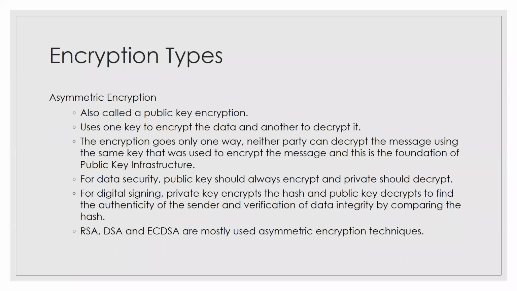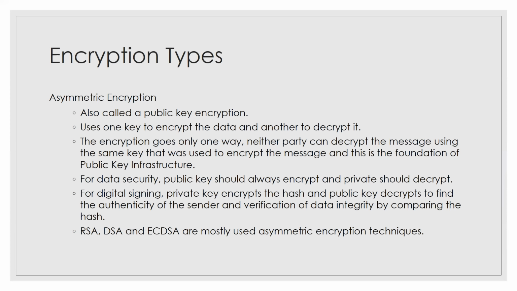So there are two types of encryption, asymmetric encryption and symmetric encryption. So let's talk about asymmetric encryption first. Asymmetric encryption is also known as public key encryption. In this encryption, we use one key to encrypt the data and another key to decrypt the data. Encryption is one way. Neither party can decrypt the message using the same key that was used to encrypt the message. And this is the foundation of the public key infrastructure.